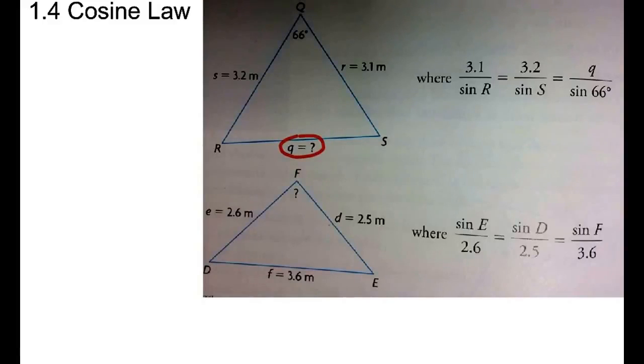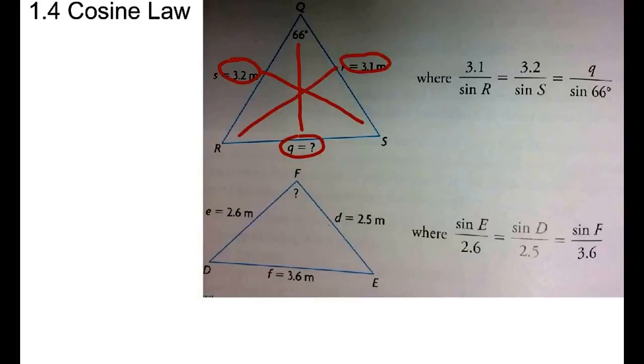Okay, so using the cosine law, or the sine law, remember you have to have an angle and a side across from it. So the 66 degrees and q are across from each other. So that part's good. And then we need a side and an angle opposite as well. So we have the q over sine 66. If we use the 3.2 side, it's over sine s. Or if we use the 3.1 side, it's over sine r.